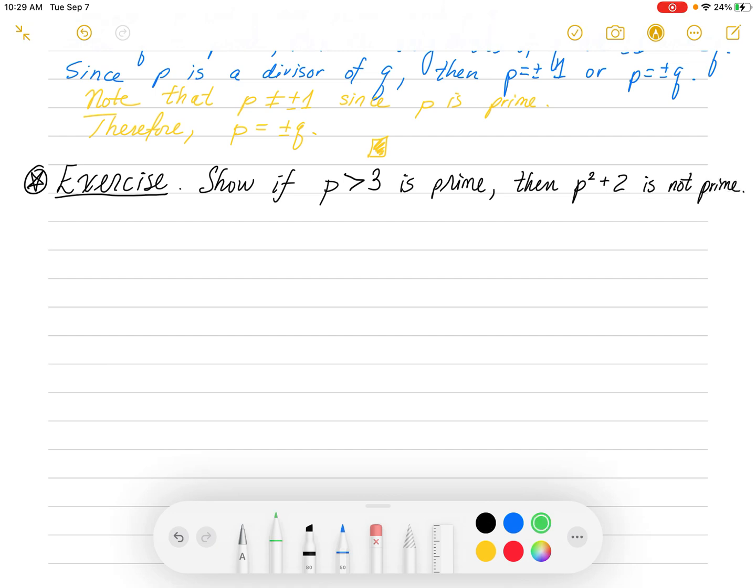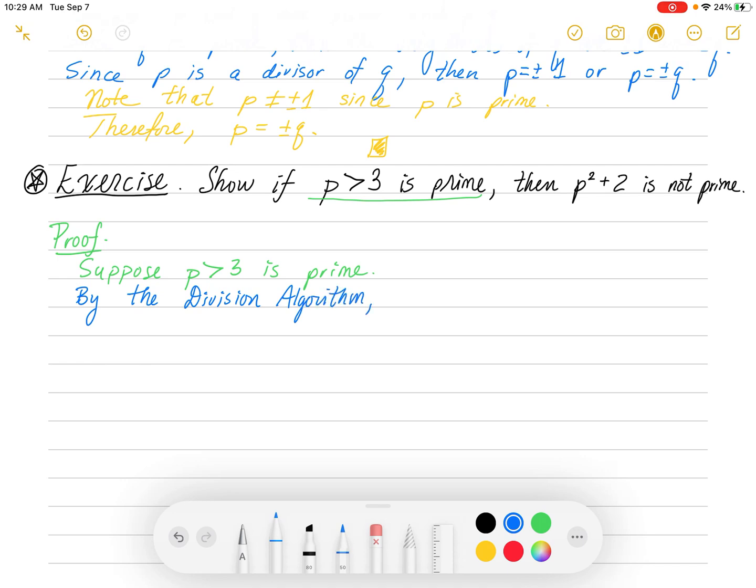So I have an if-then statement I want to prove. I'm going to assume the antecedent, that P is greater than 3 and prime. Proof: suppose P greater than 3 is prime. What I'm going to do is the division algorithm between P and 3. That's going to continue to show up throughout the semester. It's always useful.